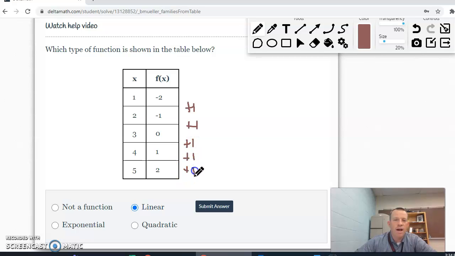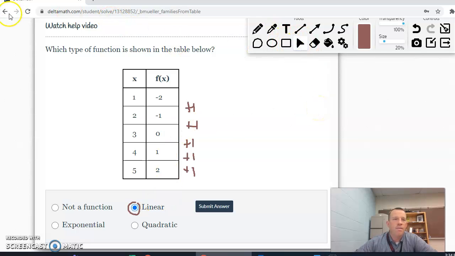Well, if you have a common difference in your outputs, as long as your inputs are different, like 1, 2, 3, 4, 5, we don't have anything repeating, so we have a function. This one is going to be linear because you have that common difference in your first difference in the outputs, +1, +1, +1. That's a linear function, okay?